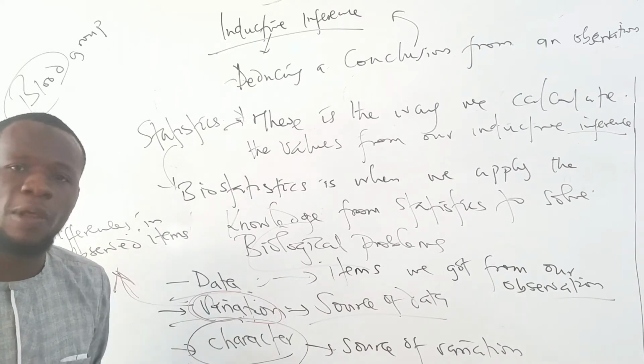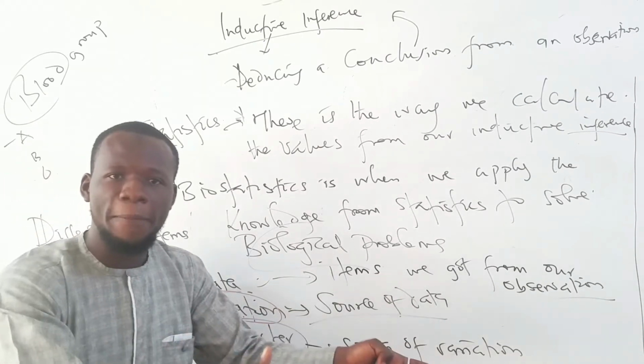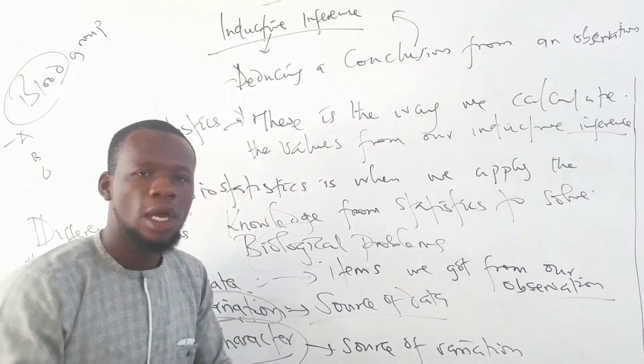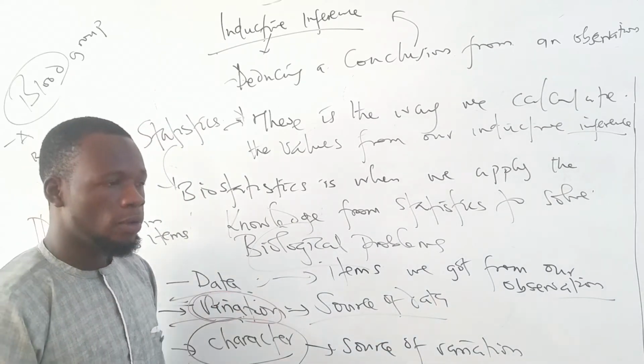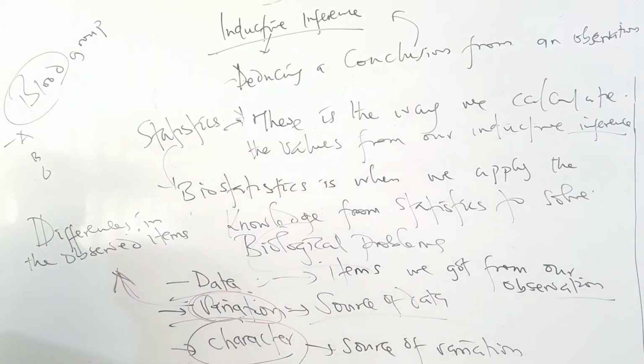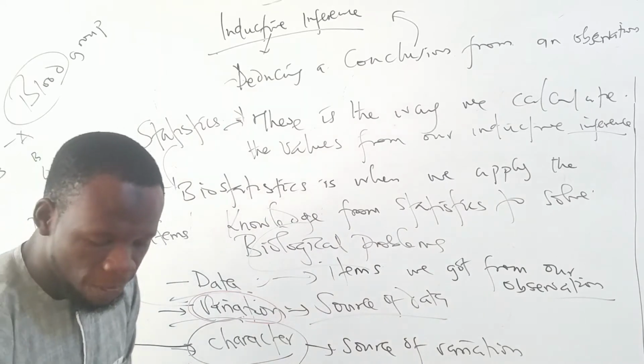So the characters of the blood will now tell us which human being has this particular type of blood and which one has this. So coming down, it will now reflect back to what we call the blood group. So when I am through now, you will be able to tell.